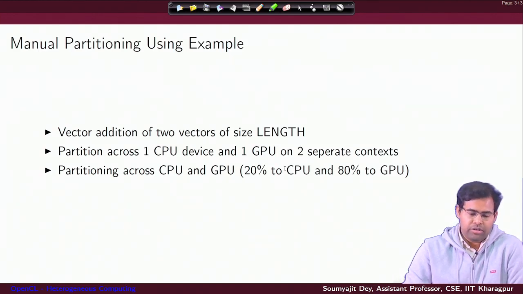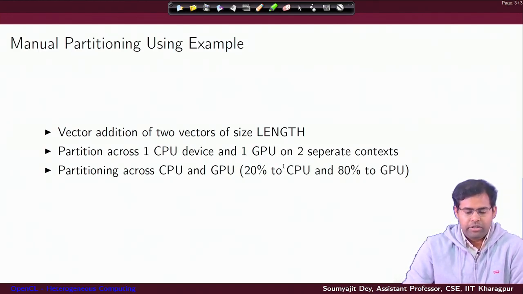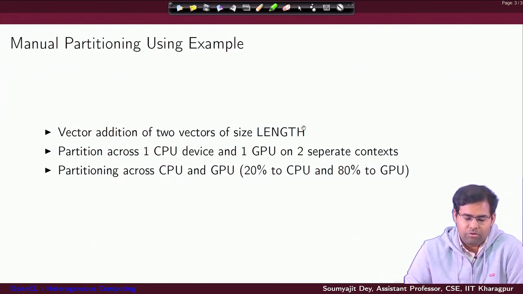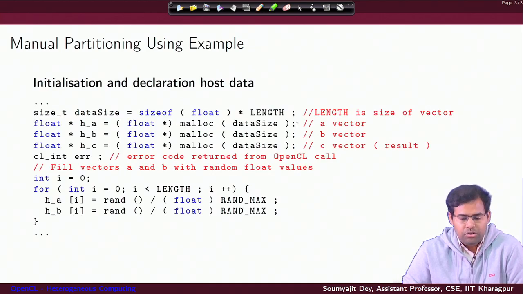So, here we will show an example where you do vector addition of two vectors whose size is equal to some constant, and you partition across one CPU device and one GPU device. You create two separate contexts, one for each device, and send 20% of the threads to the CPU and 80% of the threads to the GPU. So, this is a simple code, right? You are just partitioning the data space and executing across devices.